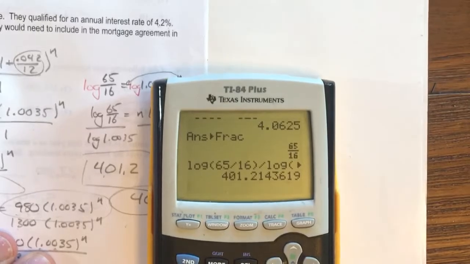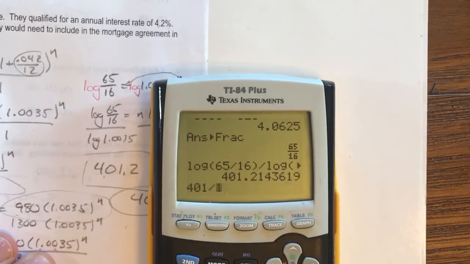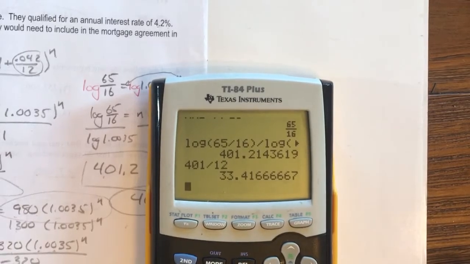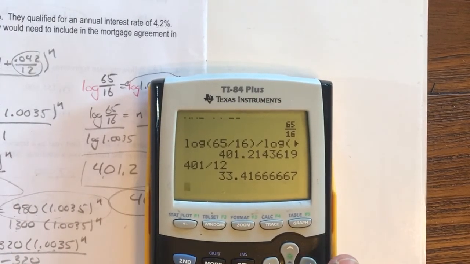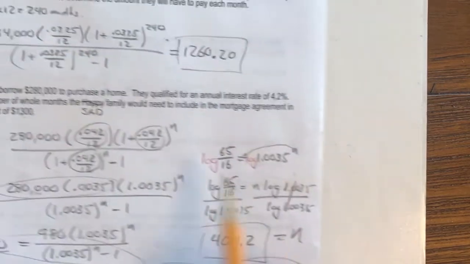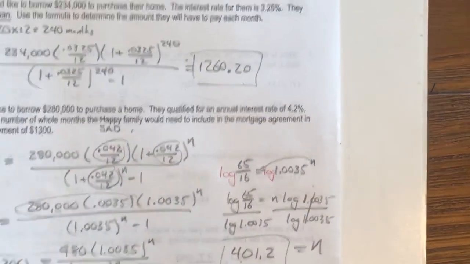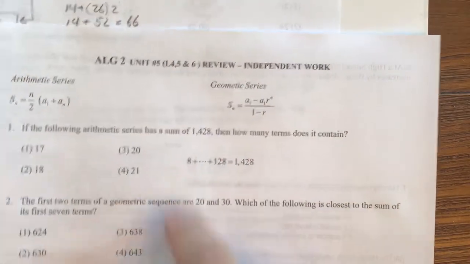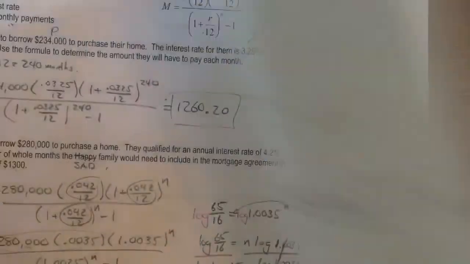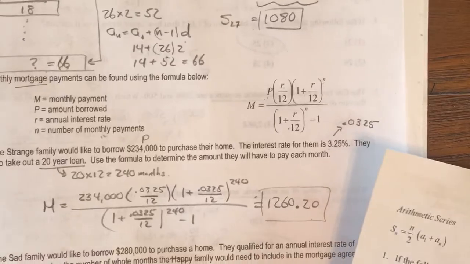So let me think about that. 401 divided by 12, almost 33 and a half years to pay off this mortgage, if you're going to pay $1,300. So a long time to pay the mortgage off. That's why they're the sad family. They're sad about that. Okay, so you've got to do similar questions. There are the formulas for multiple choice, and I made the questions very similar that follow this video, so you can follow my work and you should have no trouble doing this.